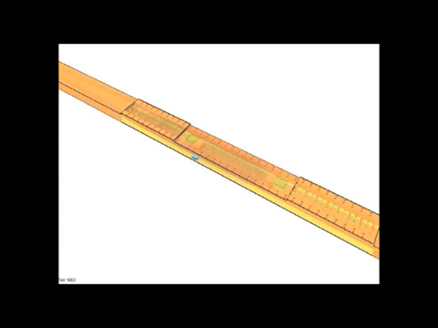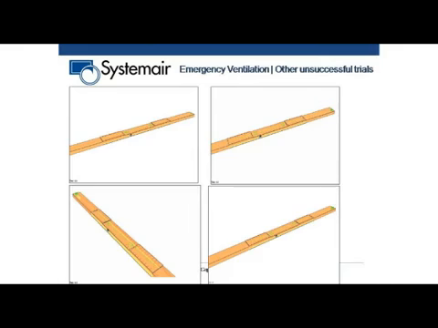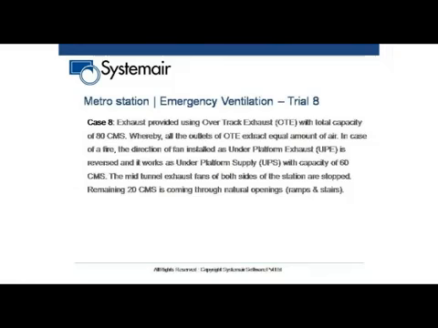So here we see various unsuccessful cases that we tried, with various permutations and combinations of what the possible changes could be. In all the cases there was some problem, some area which was not properly extracted. Eventually, in our 8th trial, we were able to come up with a system where the overtrack exhaust was 80 CMS, the air conditioning supply was completely stopped, and there was a newly installed under platform supply which supplied air under the platform at 60 CMS.